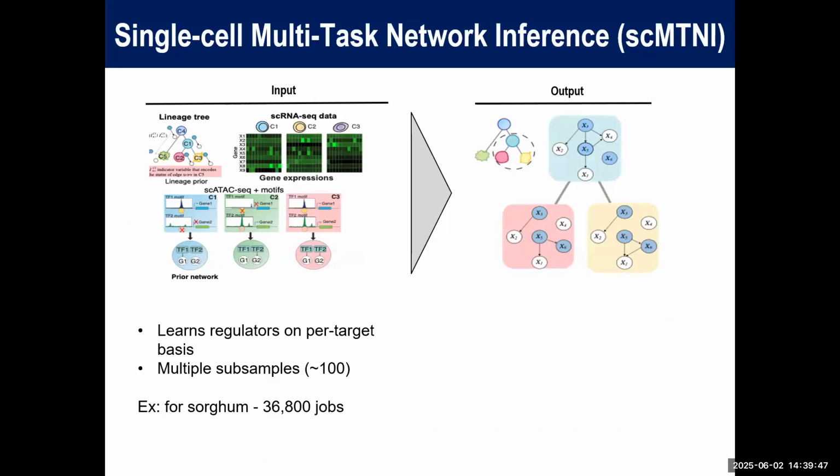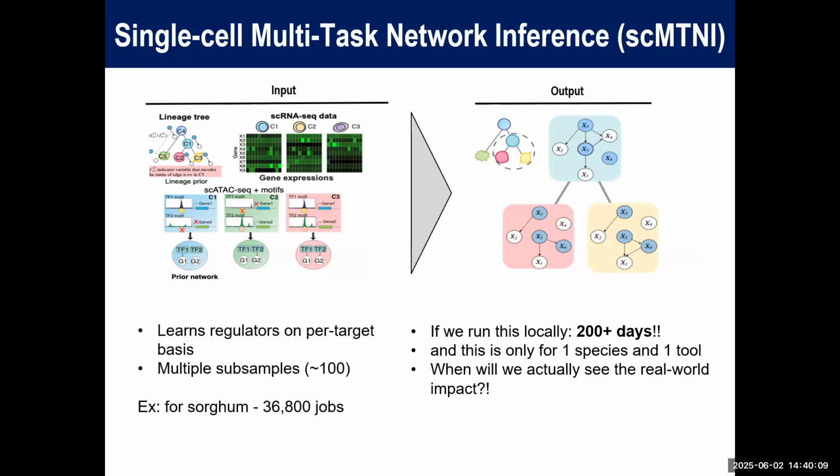In terms of how we use CHTC resources here, SCMTNI learns regulators on a per target basis. For robustness, we run a particular subset multiple times, usually 100. If we consider the sorghum species, there were 36,800 jobs here, and this is kind of smaller data. If we had run this locally on the Roy Lab servers, it would have taken 200 plus days. And obviously, nobody has so much time. I mean, when will I graduate?